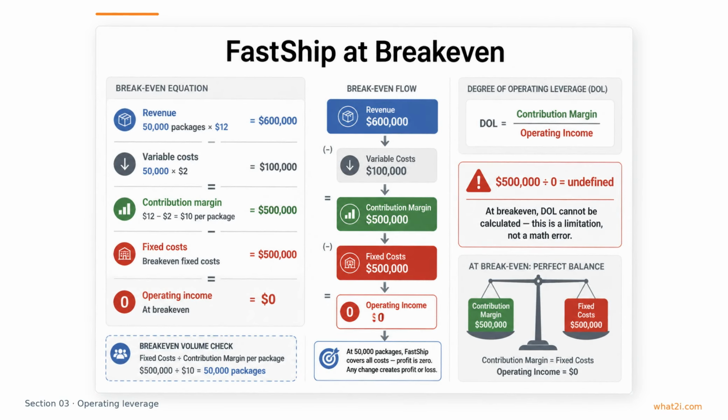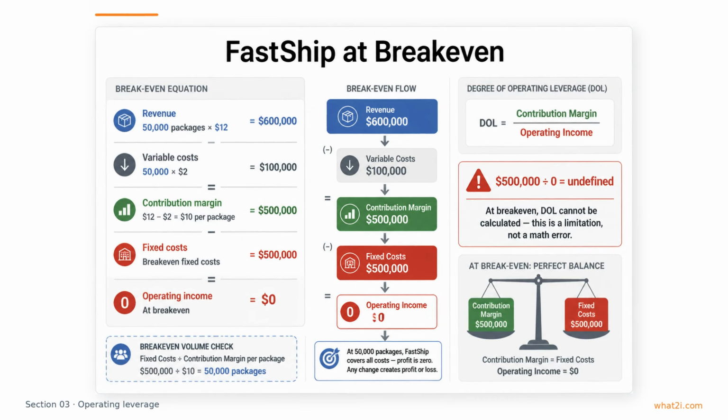At 50,000 packages, revenue is $600,000 and variable costs are $100,000, leaving a contribution margin of $500,000. Fixed costs are also $500,000. So operating income is exactly 0. That means the company is at break even.